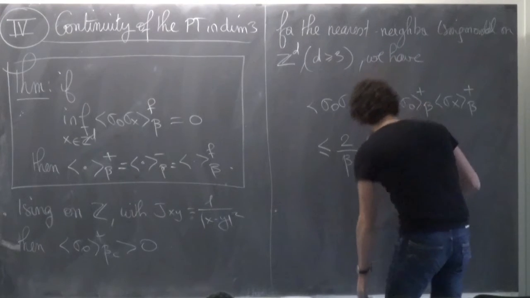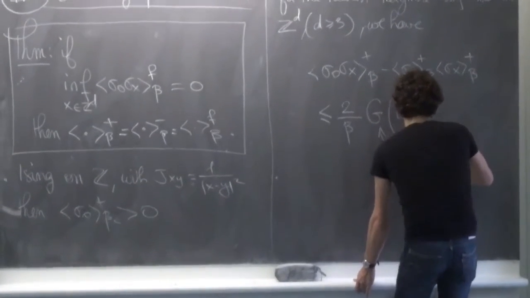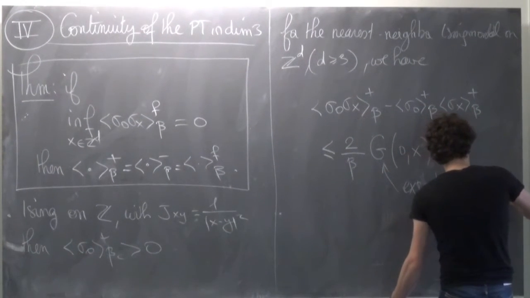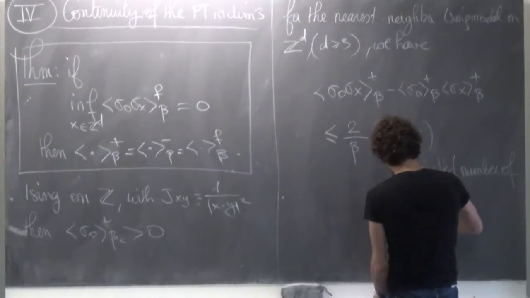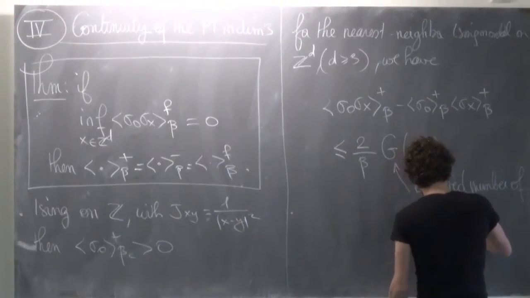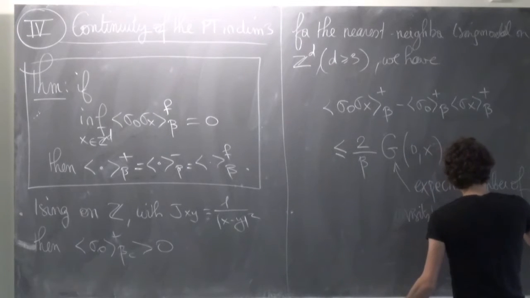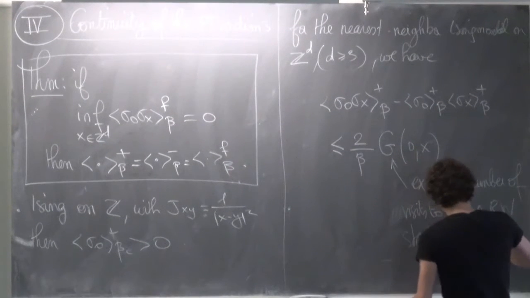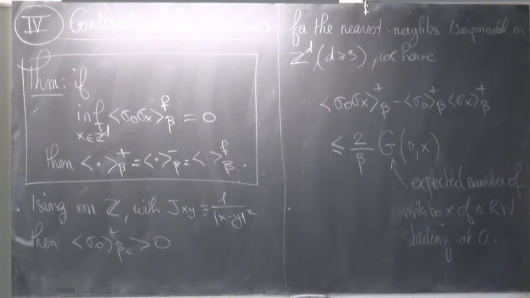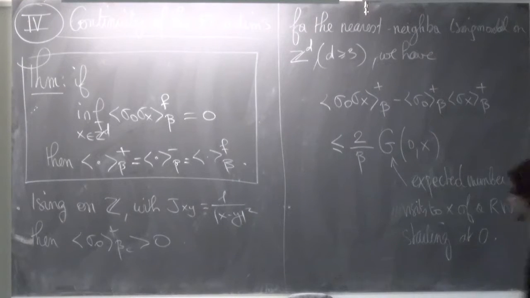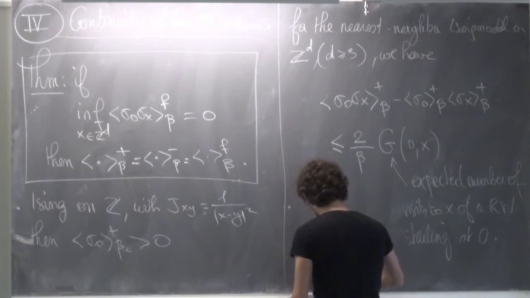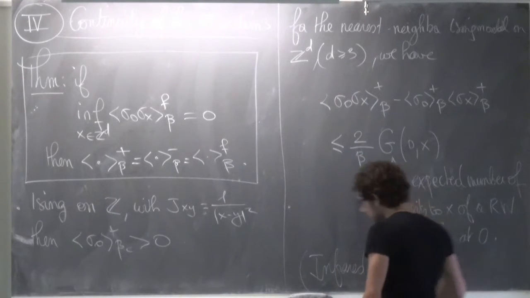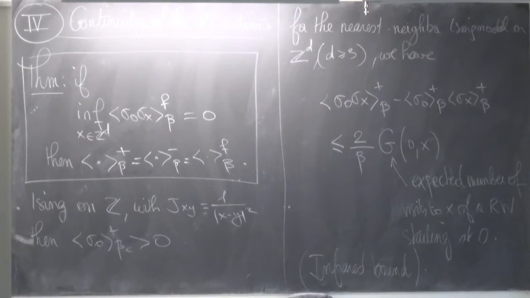So this is the expected number of visits to x of a random walk starting at 0. So this is called the infrared bound. I don't really want to prove it to you, but just let me explain why it's not so surprising.